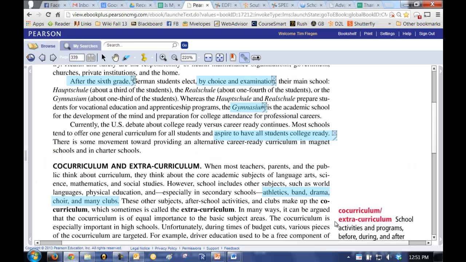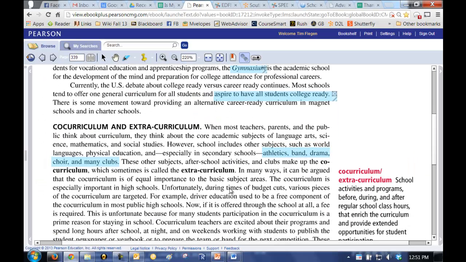So co-curriculars, and you're familiar with these terms. Let me just drill them down a little bit farther for you. When most teachers, parents, and public think about curriculum, they think about the core academic subjects as science, math, and social studies. However, school includes other subjects such as world languages, physical ed, especially secondary schools, athletic, band, drama, choir, and clubs. These are other subjects after school. The clubs make the co-curricular, which sometimes is called extracurricular.